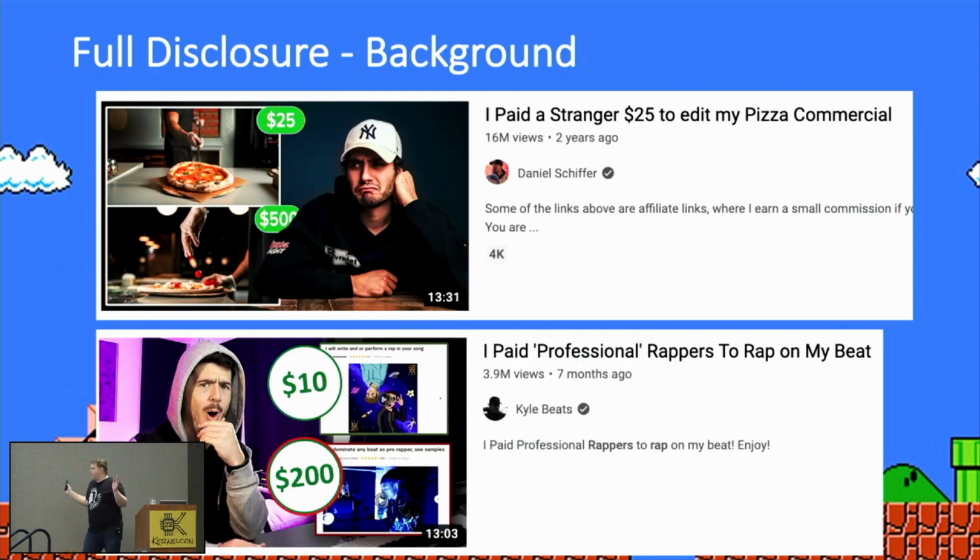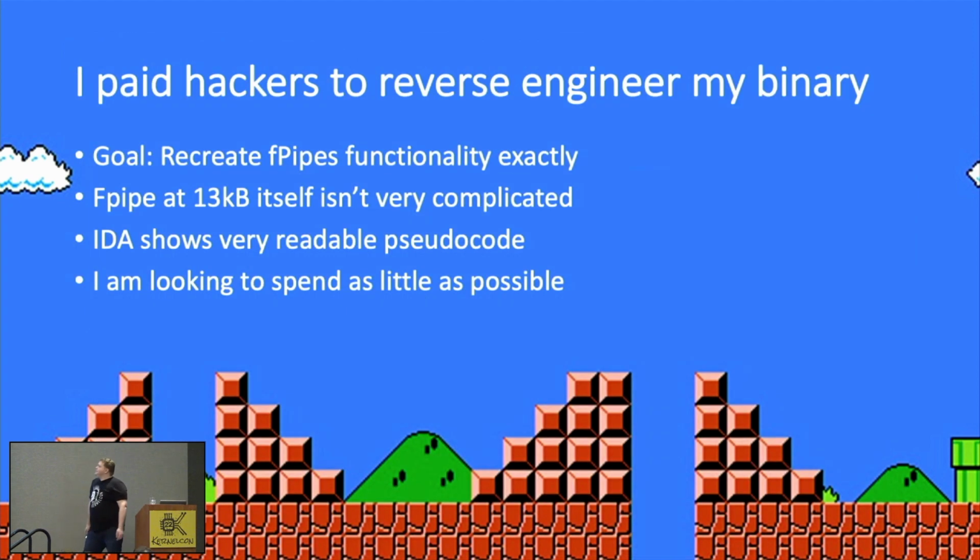Full disclosure, here's how I came up with this idea. I was sitting on my butt watching YouTube, and I saw a video where someone said, I pay professional rappers to rap my beat, and it was $5, $10, $25, $500, and he compared them all. And I thought, I can do this with reverse engineering a binary. So I paid hackers to reverse engineer my binary. I wanted them to recreate fpipe, working exactly the same.